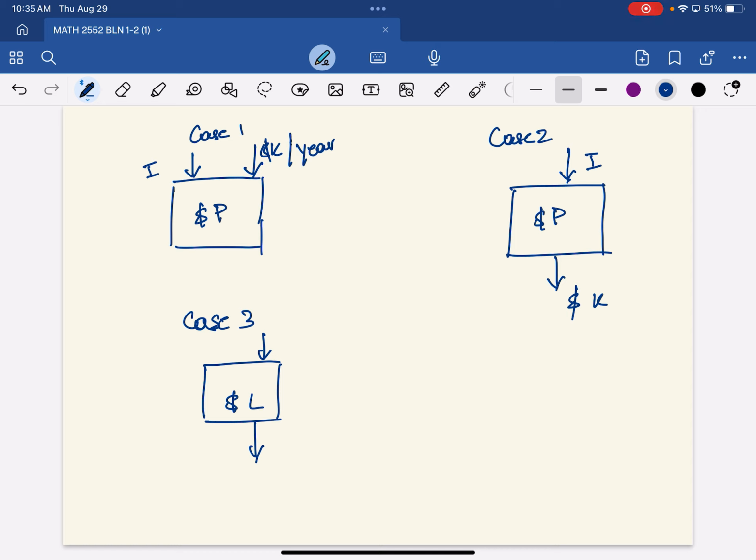Is that clear? Yes. Is there a computational difference between case 2 and case 3? No. But in both cases, when you're withdrawing, it will be negative. So how would it be?